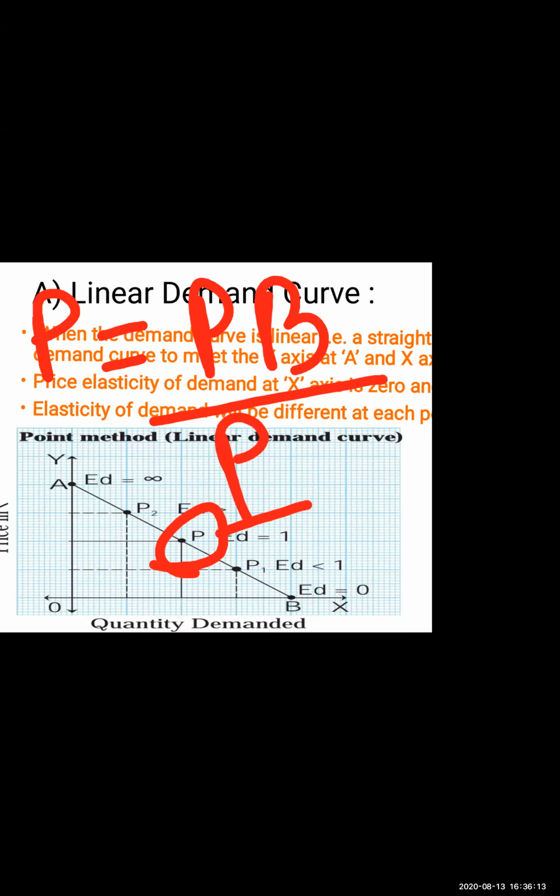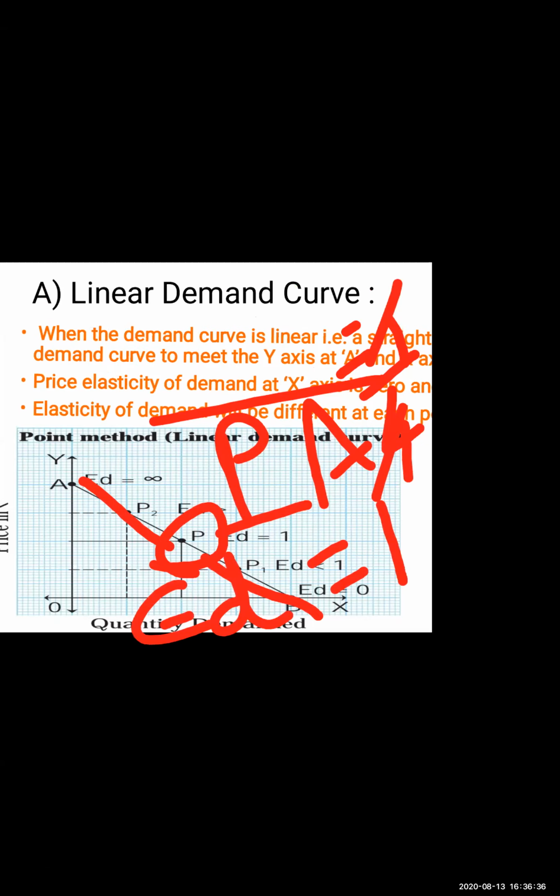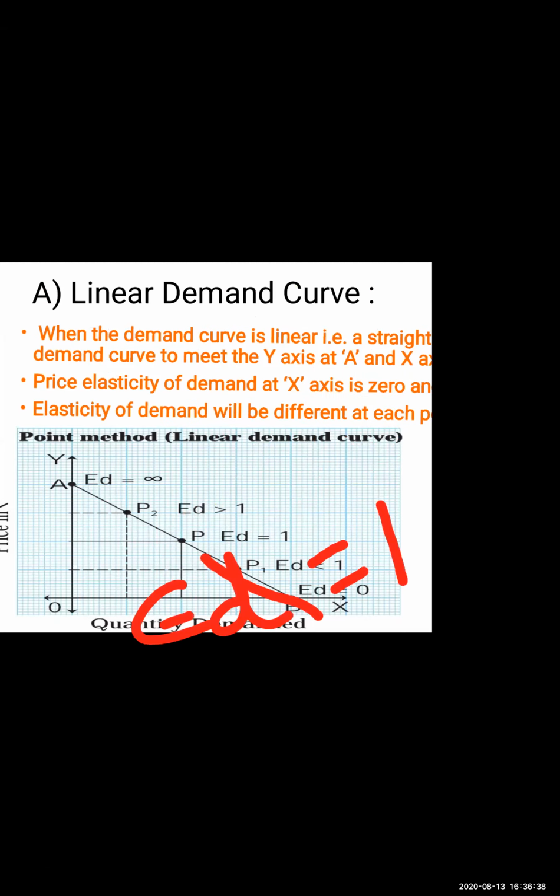Yes, PA. That means 4 upon 4. Lower segment over here we have 4, over here we have 4. We will divide this. What will be our answer? 1. If ED is equal to 1, which type of elasticity of demand is it? Very good, Preeti. Unitary elastic demand.